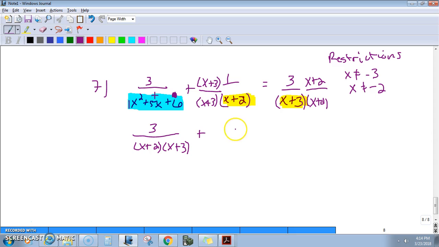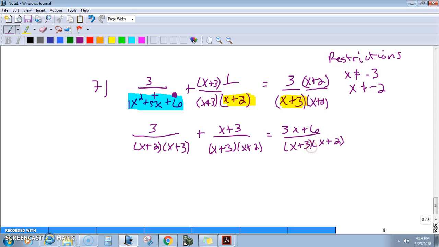And so I'm going to rewrite this. So we have 1 times x plus 3. The numerator is just x plus 3 over x plus 3 times x plus 2, right, is equal to, and over here, I'm going to distribute that 3. Don't forget, you need to distribute if you're multiplying it. So it's 3x plus 6 over x plus 3, x plus 2. Okay.